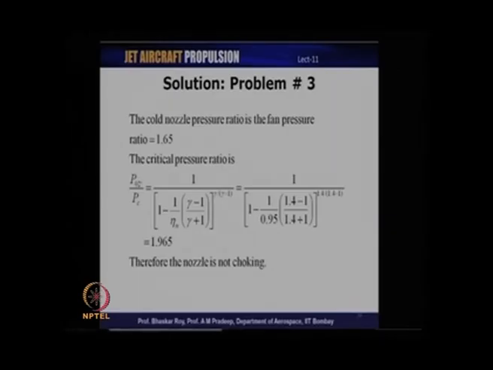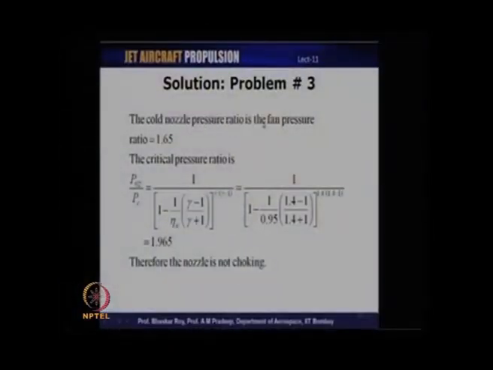So, we will first calculate the secondary nozzle properties, we will calculate the thrust developed by the secondary nozzle, and then we will proceed towards the primary nozzle and calculate the thrust developed by that, and then add up the two to get the final thrust generated by the turbofan. Now, in the case of nozzle, as we have seen, we will first need to determine whether the nozzle is choking or not. So, we will calculate the nozzle pressure ratio and the critical pressure ratio and check if the nozzle is indeed choking.